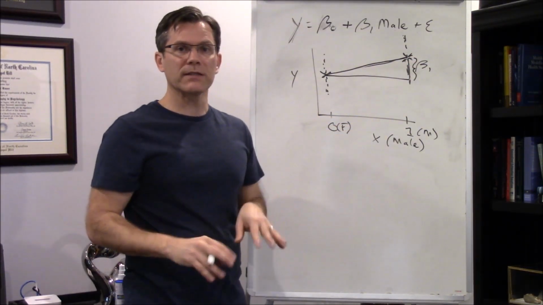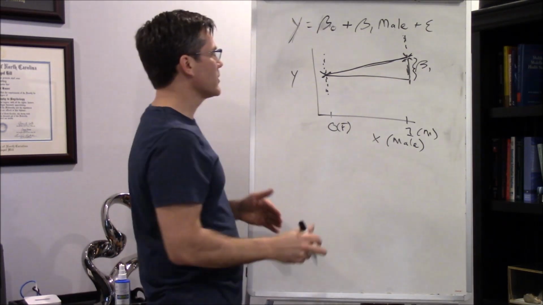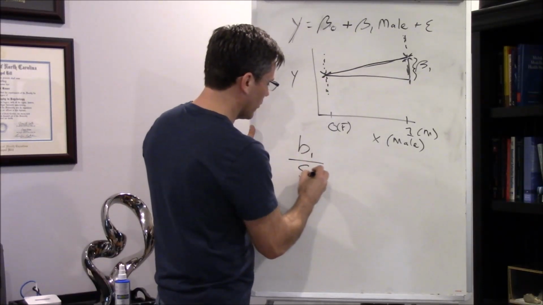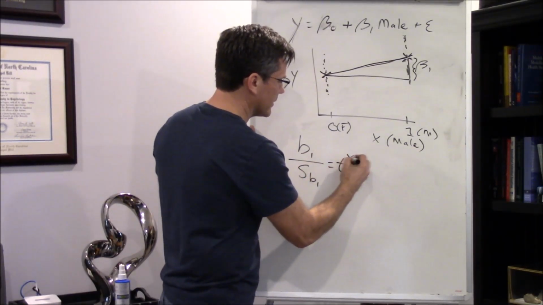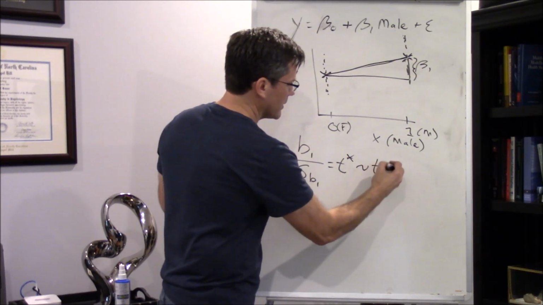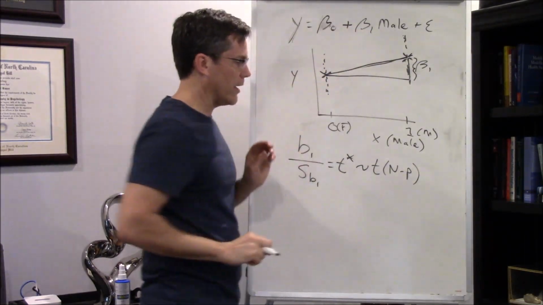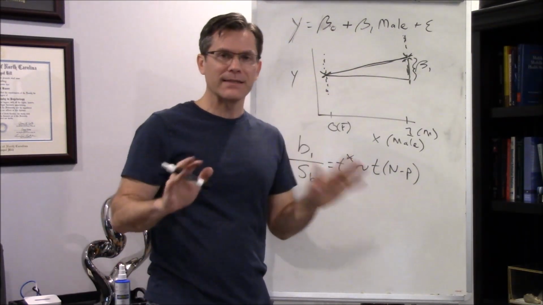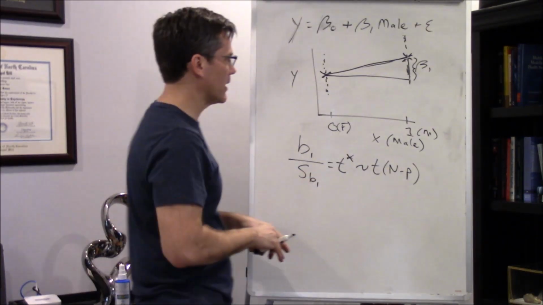So beta 1 is capturing the mean difference between these two groups. So when we get our estimate of B1 and we put it over the standard error of B1 and we obtain our t-statistic, which is distributed as a t with n minus p degrees of freedom, p being 2 now, right? We're going to get an exactly equivalent t-statistic to what we would get in a two-sample t-test, right?